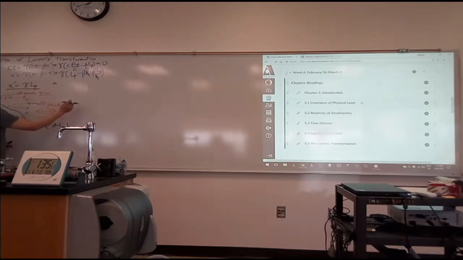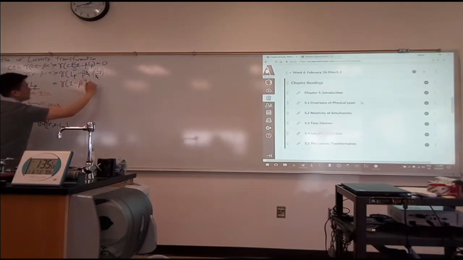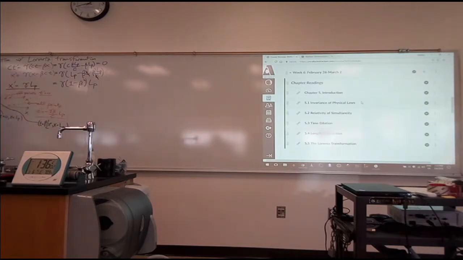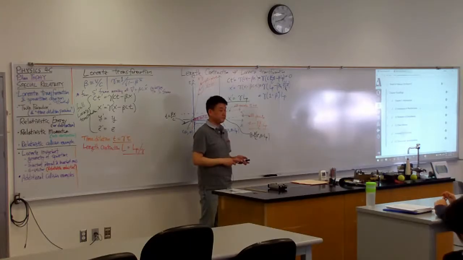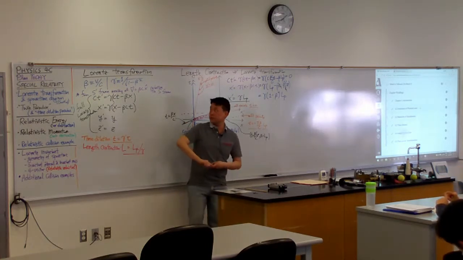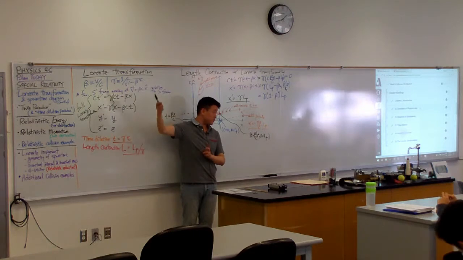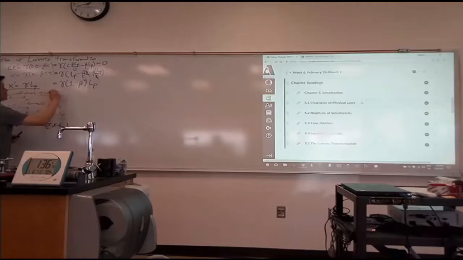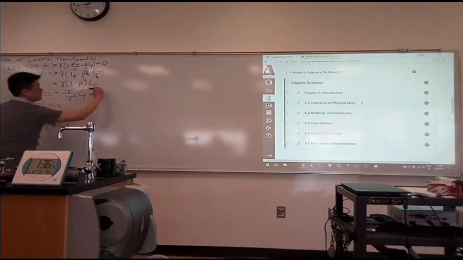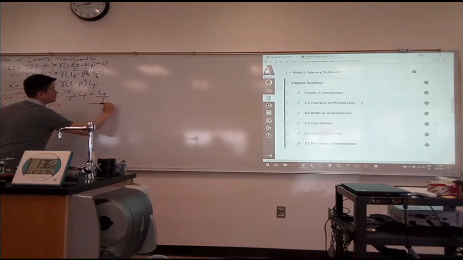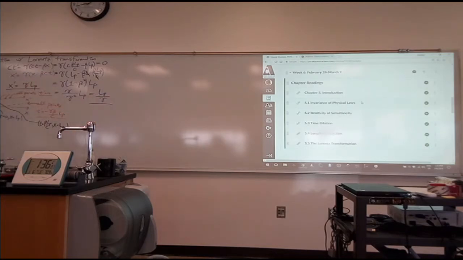So simplifying this a little bit, I can factor out LP to the right. So it's gamma times (1 minus beta squared) times LP. What is this again, 1 minus beta squared? It's 1 over gamma squared, right? Take gamma, square it, take the reciprocal, that's this. So this is gamma divided by gamma squared, times LP. So you get the result that you are hoping to get: the x prime coordinate you measure is LP divided by gamma, or the length contraction.